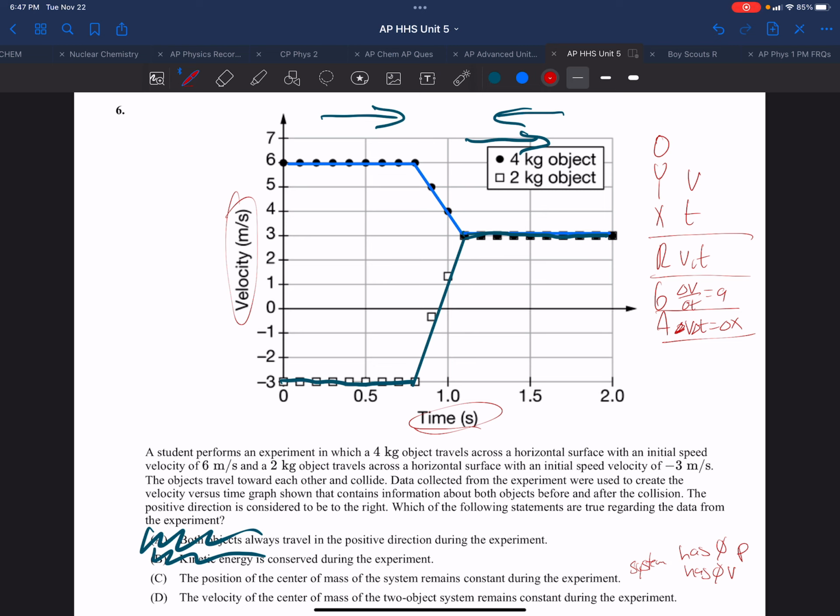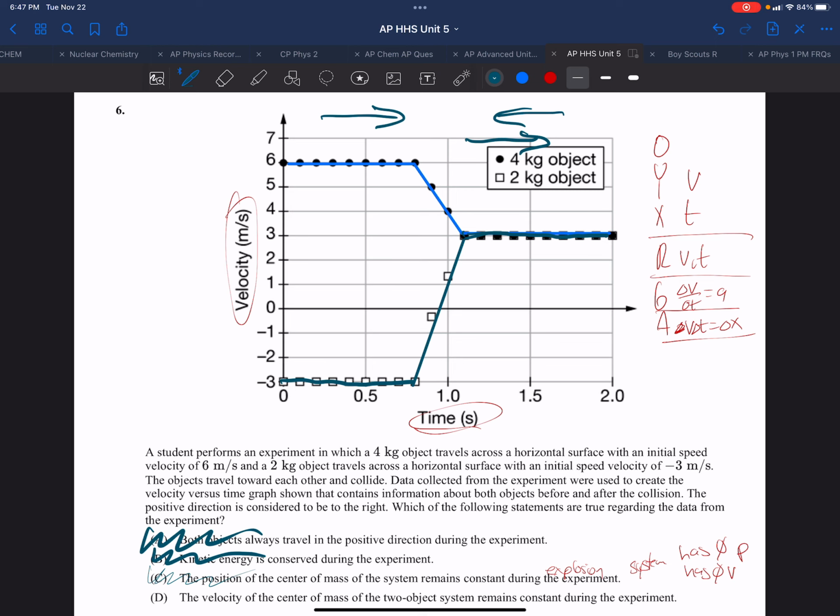The position of the center of mass will happen during an explosion, but not during a collision. Velocity of the two system remains constant throughout the experiment. Yes, because the momentum of the system remains constant.